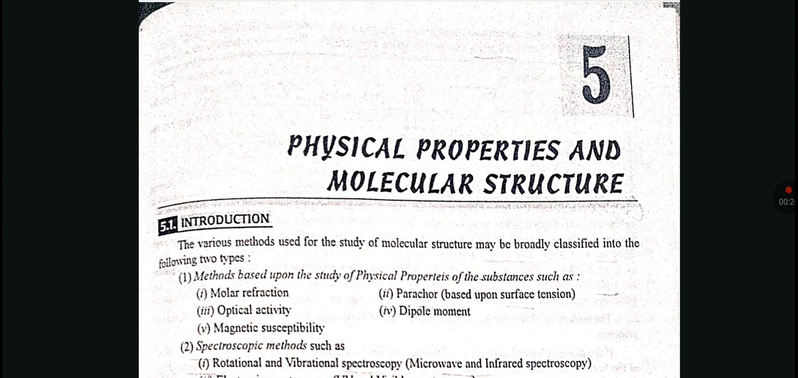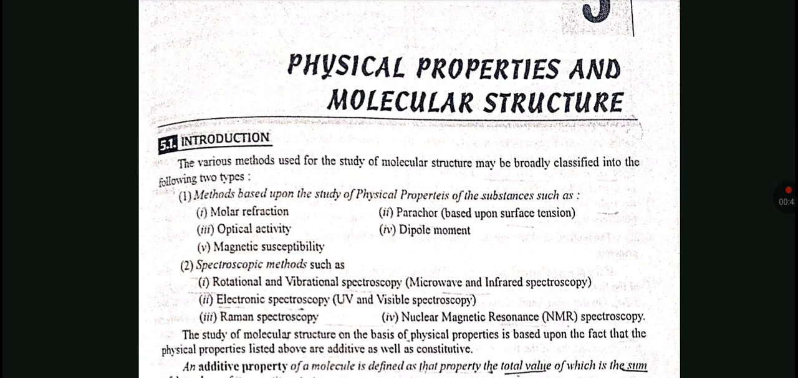First, methods based upon the study of physical properties of substances, such as molar refraction, parachor based upon surface tension, optical activity, dipole moment, and magnetic susceptibility. Second, spectroscopic methods such as rotational and vibrational spectroscopy, microwave and infrared spectroscopy, electronic spectroscopy, Raman spectroscopy, and nuclear magnetic resonance, NMR.